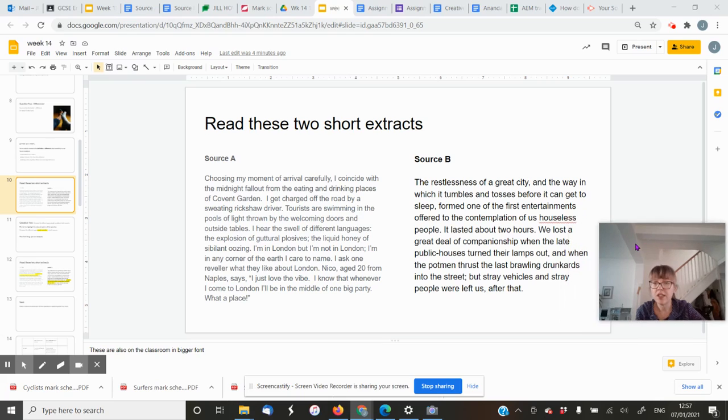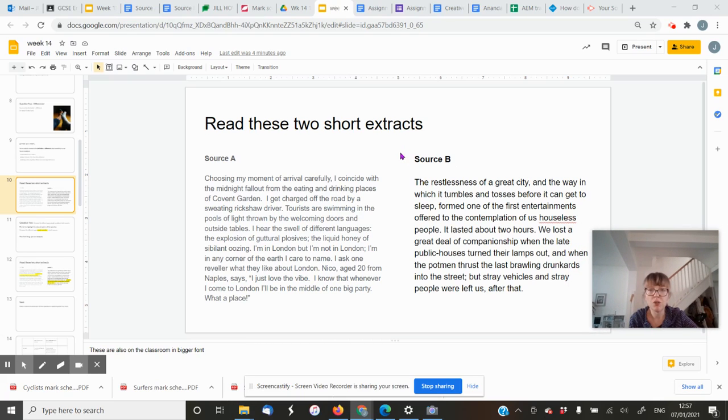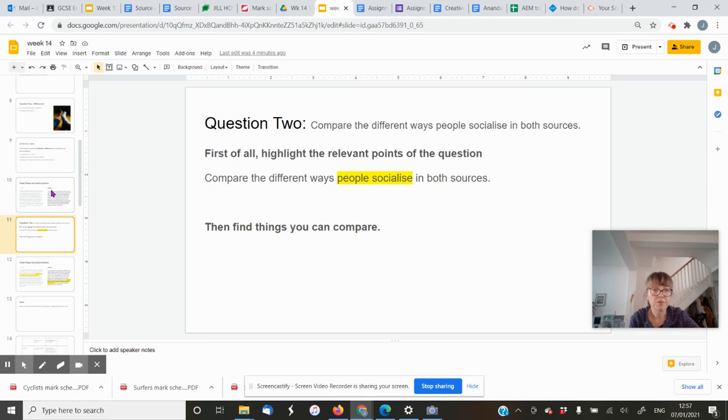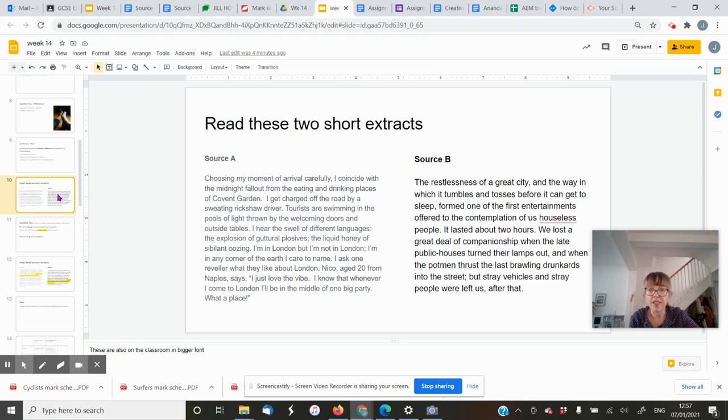What we'd like you to do now is to read these 2 short texts and think about how they are different. So pause the video now and have a read through, and then come back to us and we will discuss the question for this.